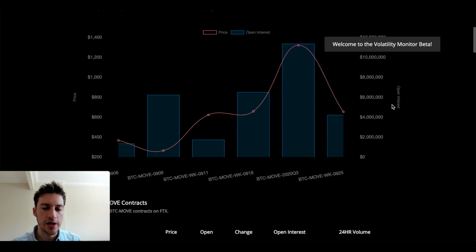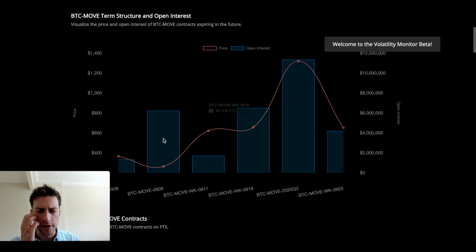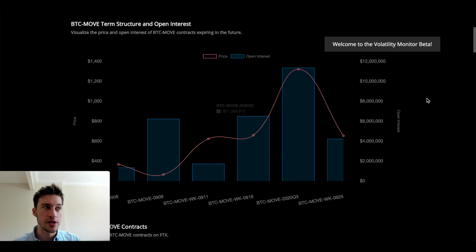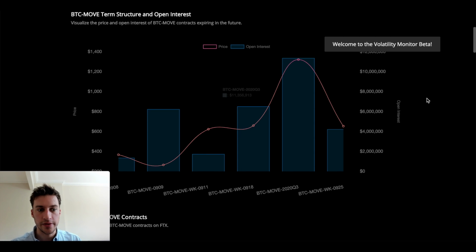So the pattern is that typically open interest is a lot higher for contracts that do not yet have a strike price. Contracts like the 918 and the 909 actually do not yet have a strike price, but we can see that their open interest is quite high. The only exception is the quarterly contract, which has a lot of open interest, but that's probably because it's been trading for the longest amount of time.